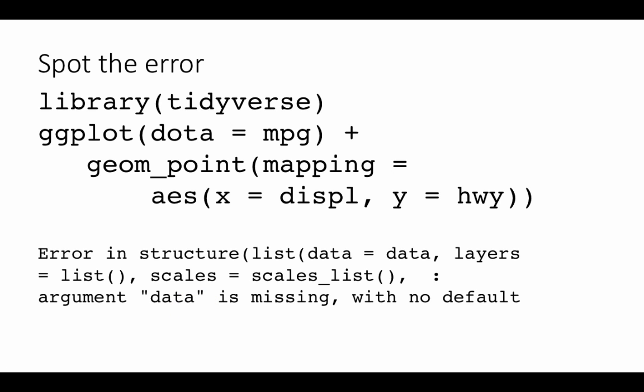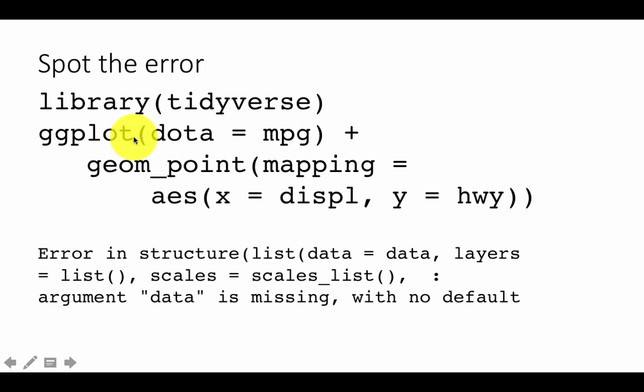It's saying argument data is missing. One thing we know is that in ggplot, we say data equals something to indicate which data frame you're plotting. So it's saying it's missing. You may think, oh, well, I've specified data here. Then you go and look and see, oh my God, instead of data, I typed DOTA. So obviously it's not finding the argument data that it wants. So it's throwing up an error message. It doesn't know what DOTA is. And ggplot requires you to indicate what the data is.